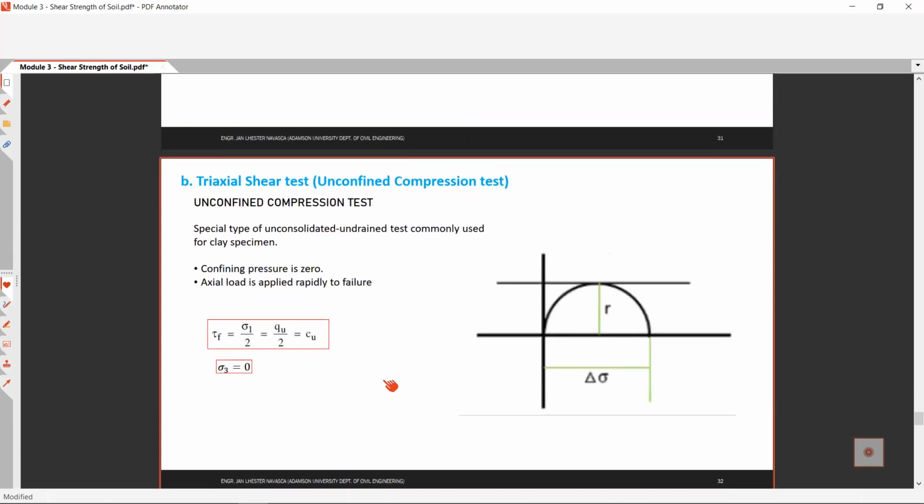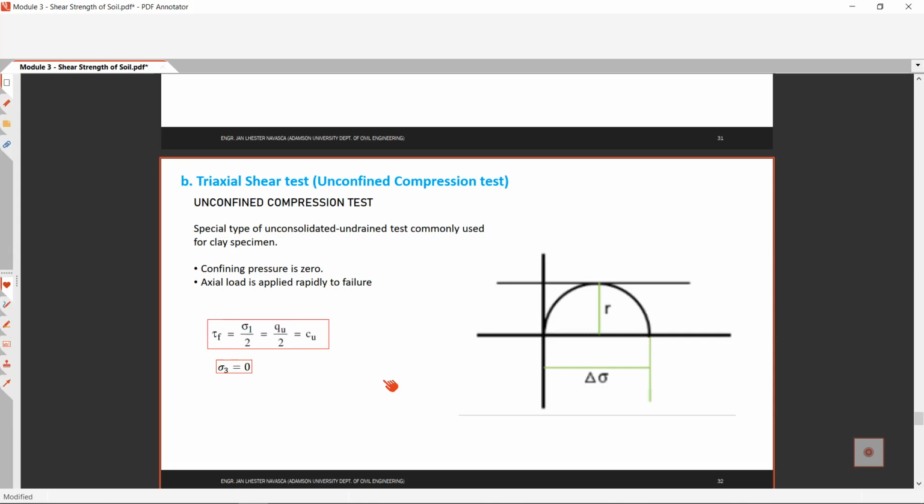So for the unconfined compression test, it's simply kukuha ka ng soil sample, then you will do compression test doon sa soil sample mo na yon. So para ka lang compressive test doon sa soil sample, tulad sa concrete na UTM, dito naman medyo mas mababa lang yung pang compression test mo. So hindi rin ganoon kalaki yung soil sample mo. Okay, so the confining pressure is 0, so hindi mo siya kino-confine. Then the axial load is applied rapidly to failure.